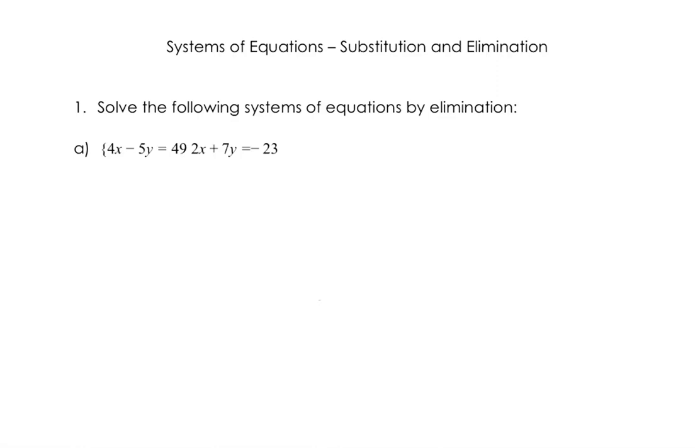In this video, we'll go over question 1 in the Solving Systems of Equations by Substitution and Elimination handout. The question reads, solve the following systems of equations by elimination. We have two equations: 4x minus 5y equals 49, and 2x plus 7y equals negative 23. For our first step, we're going to rewrite the equations and number them as 1 and 2.